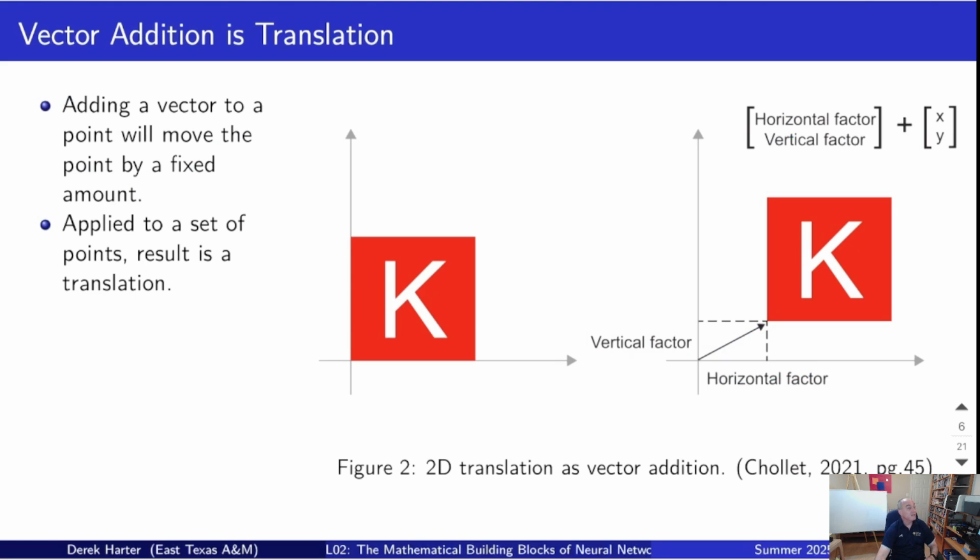So you can think of doing an addition as applying a vector to a point or a set of points in order to do a translation by some fixed amount. Again, we can only visualize this in 2 dimensions, but this works in high dimensional space to perform a translation like this.